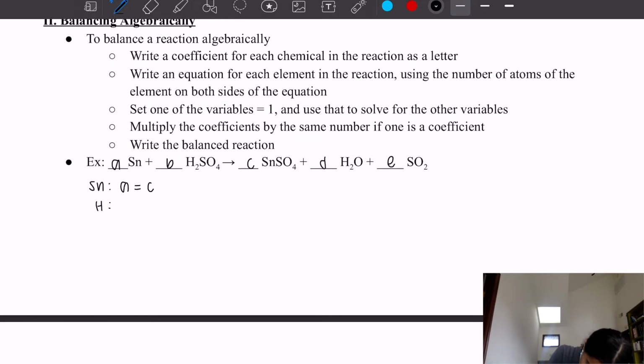Now I'm going to do hydrogen. I have two hydrogens on the reactant side, so I'm going to write 2B because I'm going to multiply B by the amount of subscripts for the element. And then on the right side, we have 2D. Now I'm going to do sulfur. I have B equals C plus E because there's sulfur in two locations. And finally, I have oxygen. 4B equals 4C plus D plus 2E.